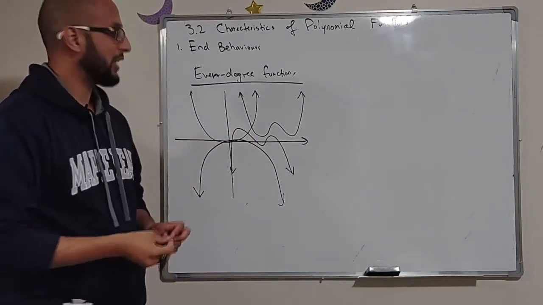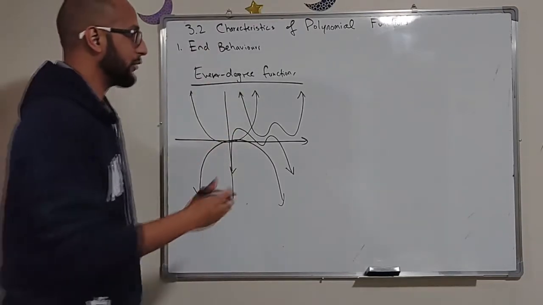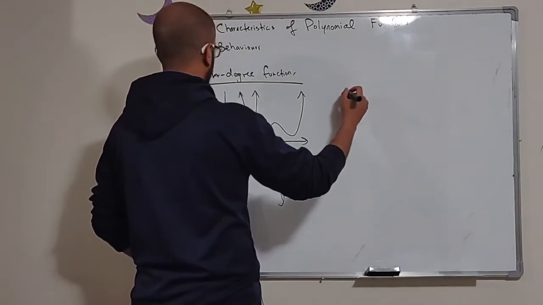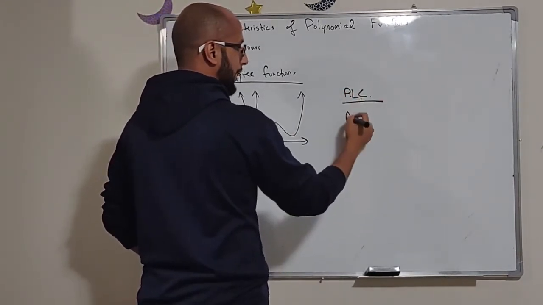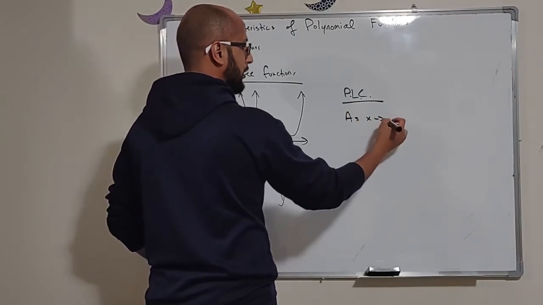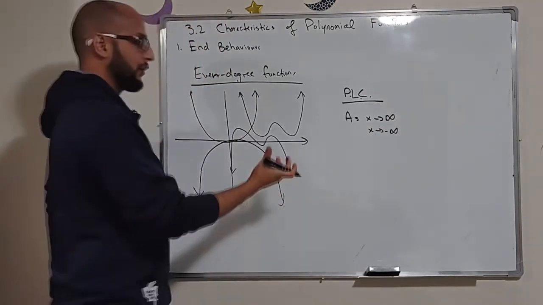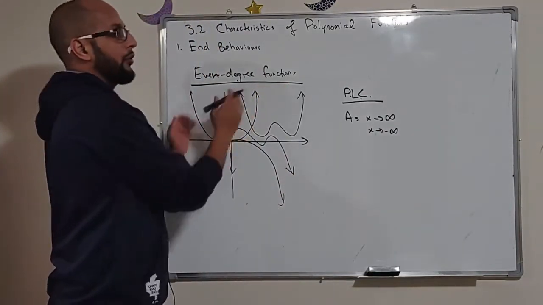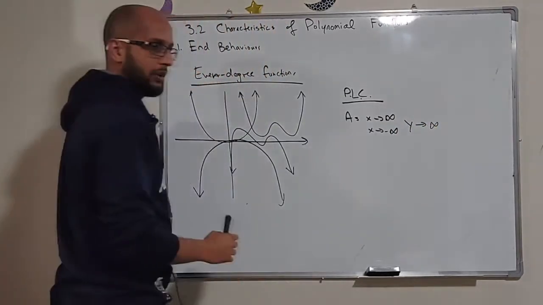These are some examples of even degree functions. As we know, they're either going to open up or open down. So if we look at our end behaviors for positive leading coefficients, as x approaches infinity and as x approaches negative infinity, for the ones that are opening up, they will both approach the same thing. So y will approach positive infinity.